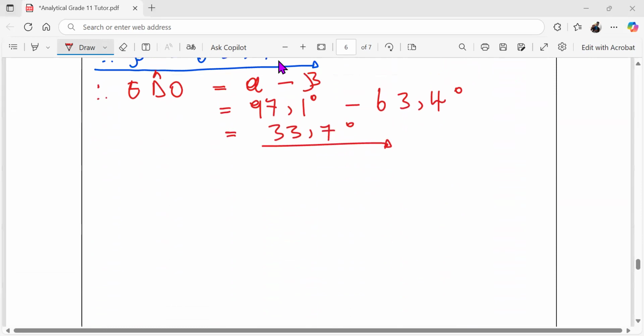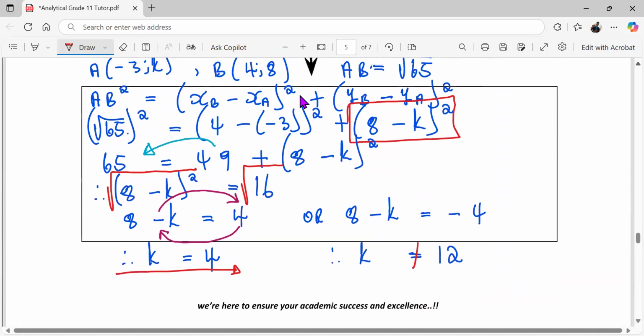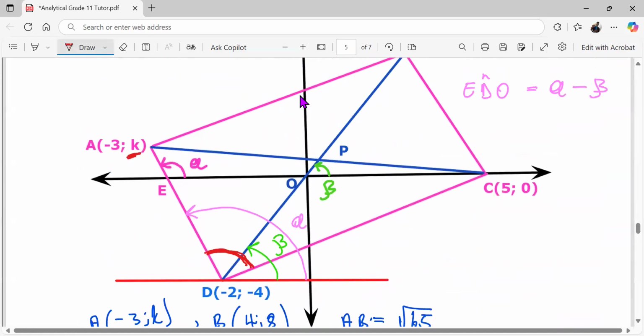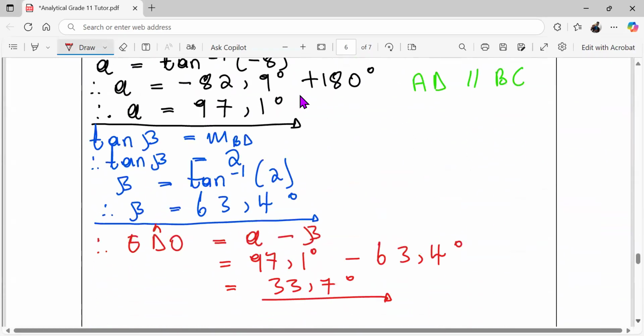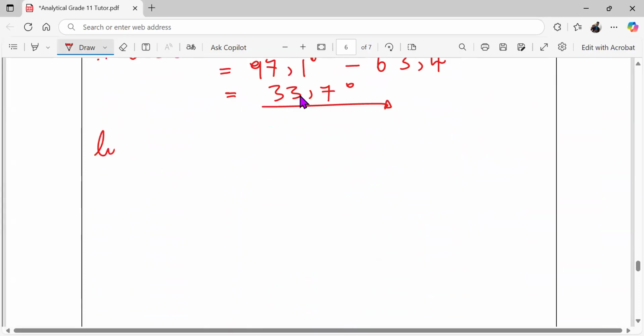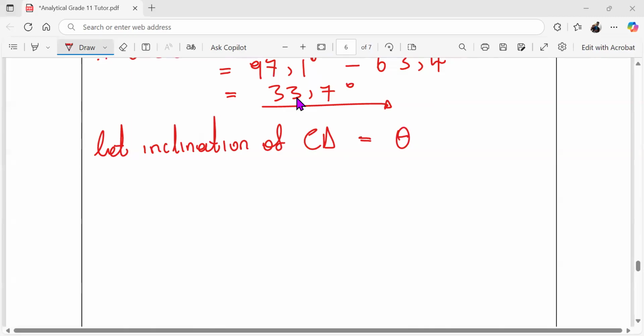So what can we call the inclination of CD, because it's not really given to us? Well, if it's not given to us, then we can let it be something, because they didn't mark it for us on the diagram. So we can say, let the inclination of CD be maybe theta, because theta is not there in the original diagram. And now it's time for us to find the gradient of CD.